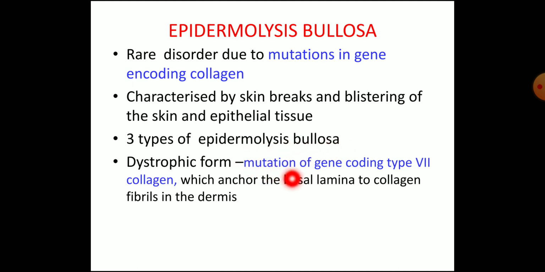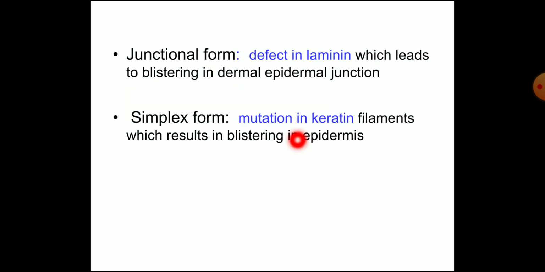One is the dystrophic form, mutation of the gene coding type 7 collagen, which anchors the basal lamina to collagen fibrils in the dermis. Then the junctional form, defect in laminin, which leads to blistering in the dermal-epidermal junction. So there is defective laminin formation, so it produces blistering in the dermal and epidermal junction. Then the simplex form, where the mutation is in the keratin filaments, which results in blistering of the epidermis. So there are three types: the dystrophic form, the junctional form and the simplex form.